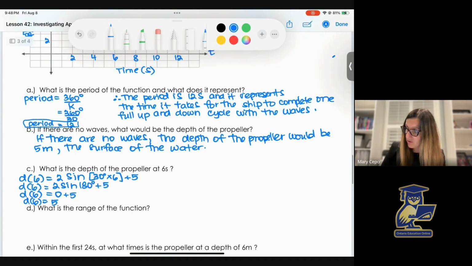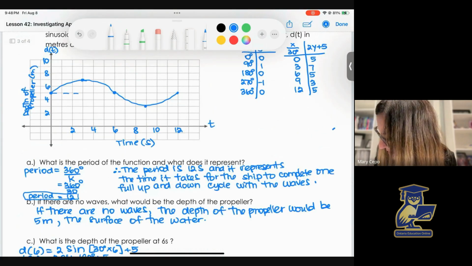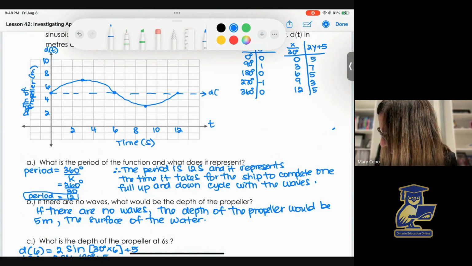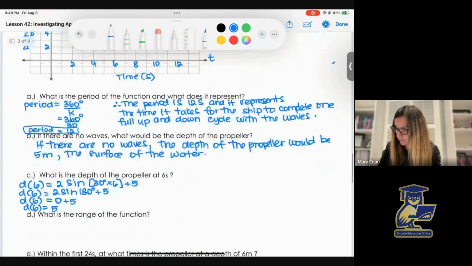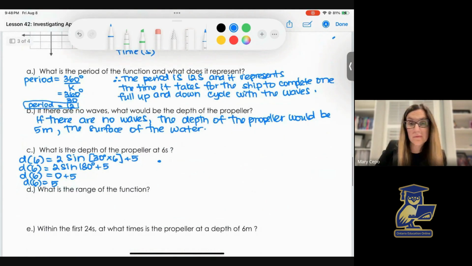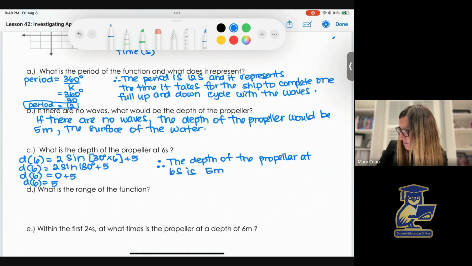And again, we could have read that right off the graph. If we look here, the equation of axes, d at t is equal to 5. So therefore, the depth of the propeller at 6 seconds is 5 meters.